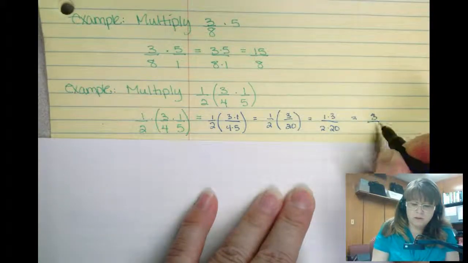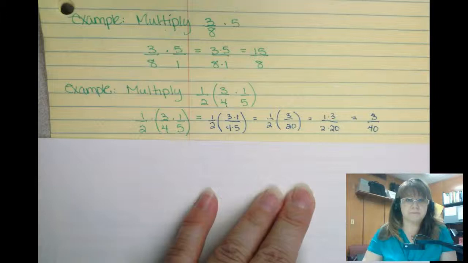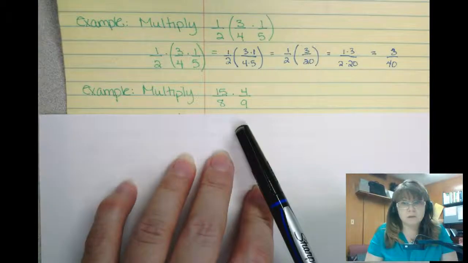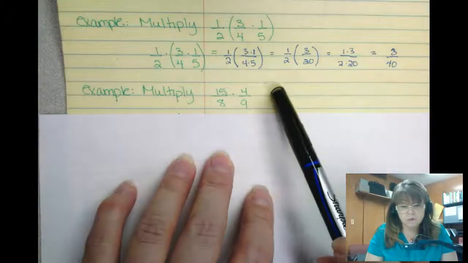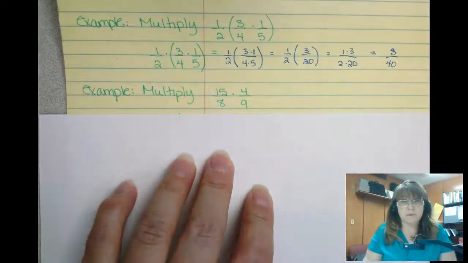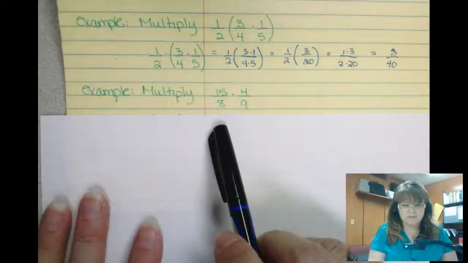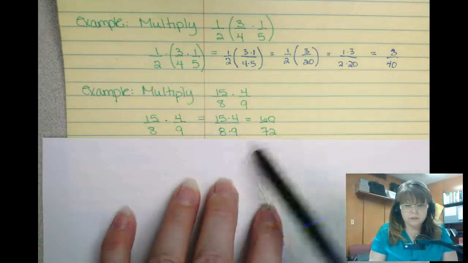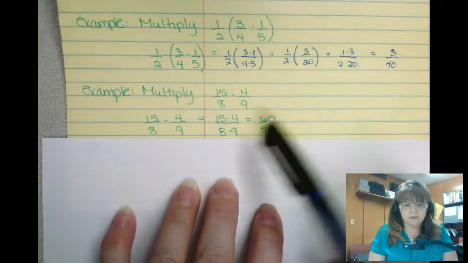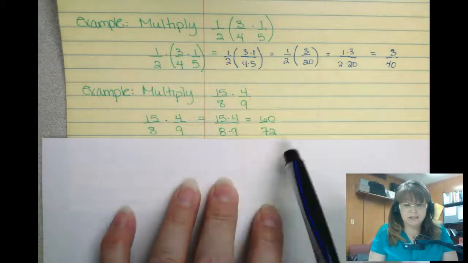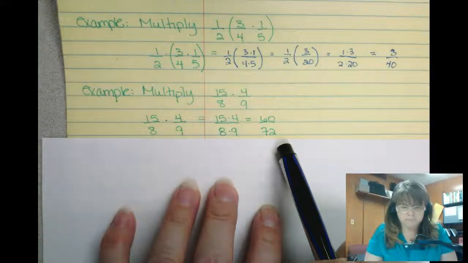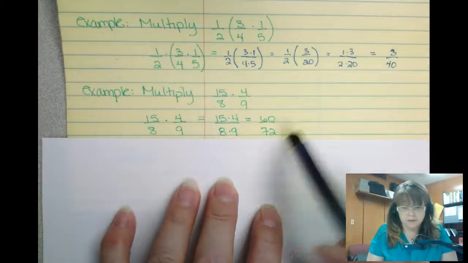So 3 over 40. Now occasionally we'll have a fraction times another fraction, and the result we'll need to simplify, we'll need to reduce because they'll have common terms on the numerator as well as the denominator. So let's try 15/8 times 4/9. So our end result is 60 over 72. So 15 times 4 is 60, 8 times 9 is 72. But I can immediately see they'll definitely have a 2 in common because they're both even numbers.